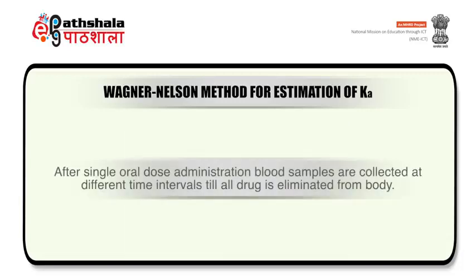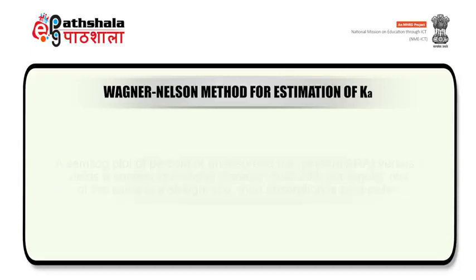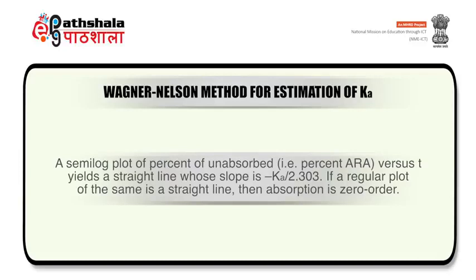After single oral dose administration, blood samples are collected at different time intervals till all drug is eliminated from the body. A log C versus t plot gives Ke, and a plot of C versus t gives AUC 0 to t and AUC t to infinity. A semi-log plot of percent unabsorbed versus t yields a line which gives a slope, and the slope is nothing else but the absorption rate constant.